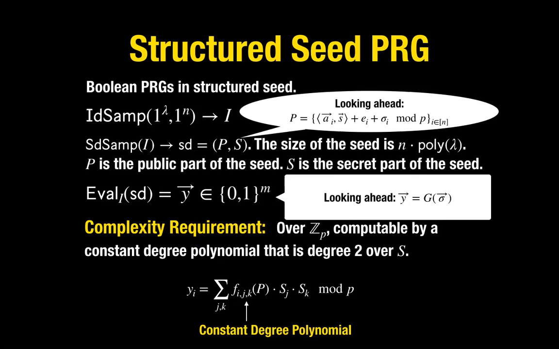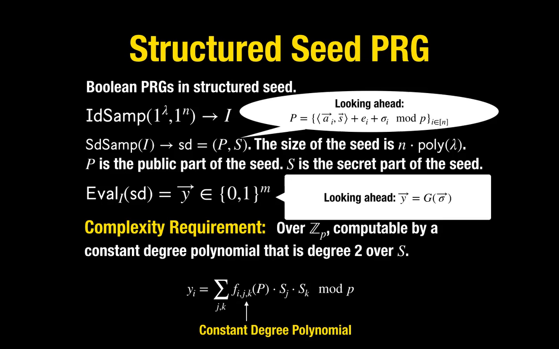I'm just trying to recall it for the sake of concreteness, to remind you of the model that we want. There's a nice intuition why this can be implemented using bilinear maps, because bilinear maps are good at hiding degree 2 secret computations in the exponents. And note that in this model, each polynomial is just degree 2 over the secret part of the seed. That's the intuition why it can be implemented using bilinear maps.